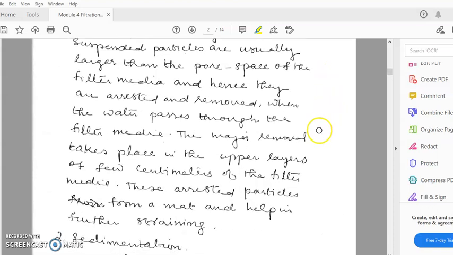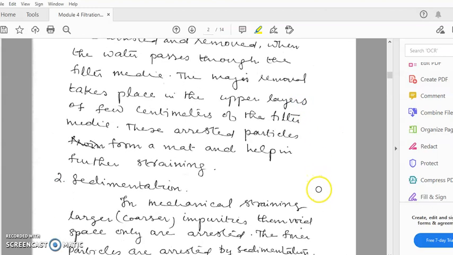Now here it is again mentioned that the major removal takes place in the upper layers of the few centimeters of the filter media. When the top layer is already blocked, or when the pore spaces are filled with the larger particles, then further removal will not take place in the upper layer. So that is why mechanical straining usually takes place in the upper layers only.